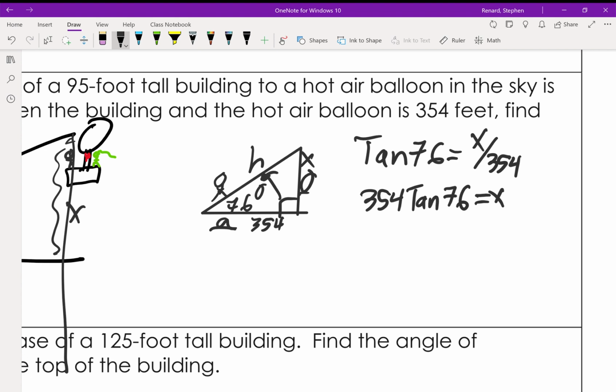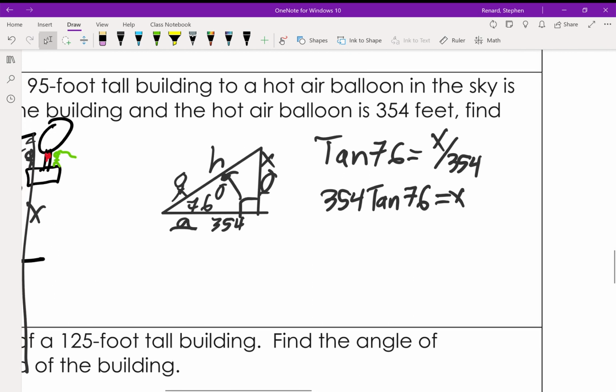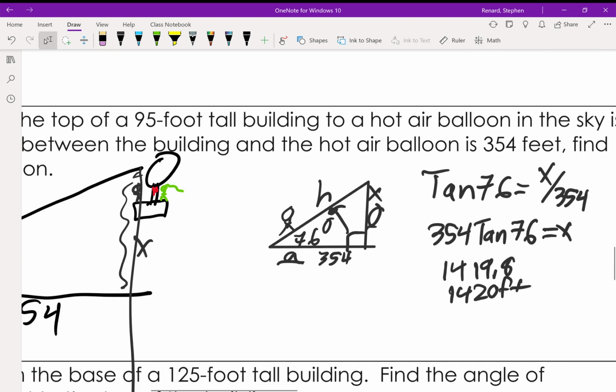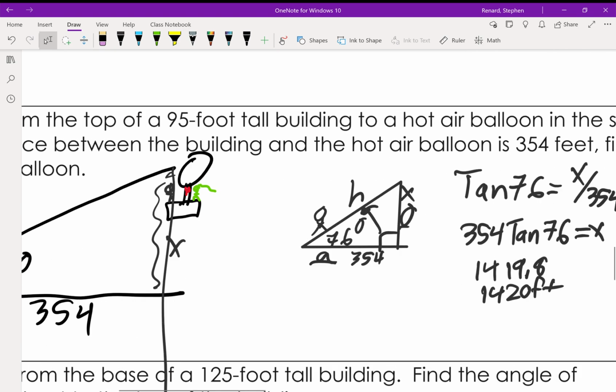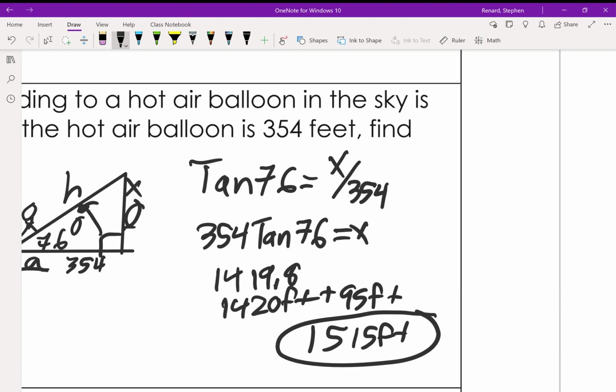And we get, what are we rounding to? Just the height? Okay, we're going to go to the nearest foot. Now we get 1,419.8, so we're actually going to round up to 1,420 feet. Now remember that means that this hot air balloon is 1,420 feet above my building. So to get what it is above the ground, we need to add 95 feet back in. And so we get 1,515 feet. And that's how high the hot air balloon is.